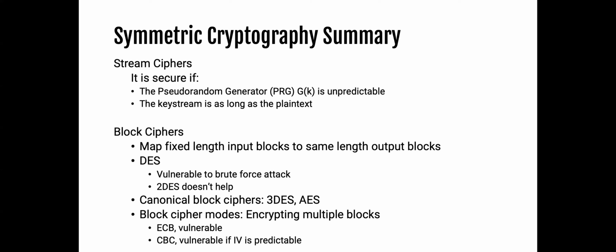And also, we mentioned two different types of attack. One is known plaintext attack, and this works for 2DES, for the DES brute force attack. And the other is chosen plaintext attack, and this attack works for CBC with predictable IV. Okay, so that's pretty much for symmetric crypto. And now let's go to the next part, which is asymmetric crypto.